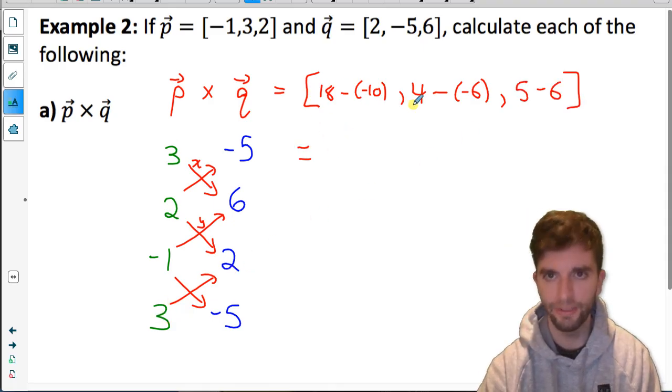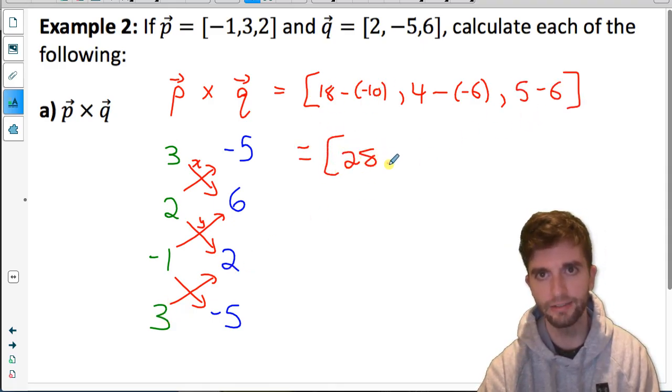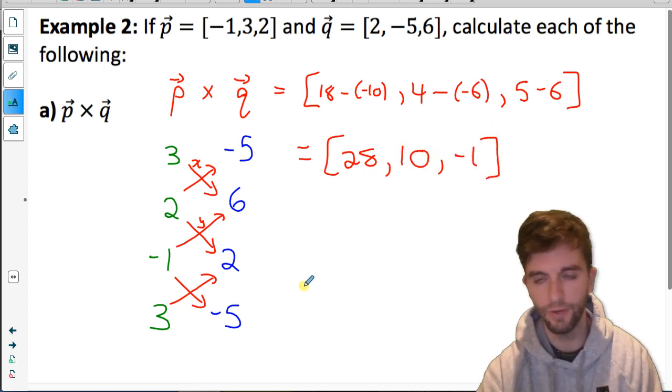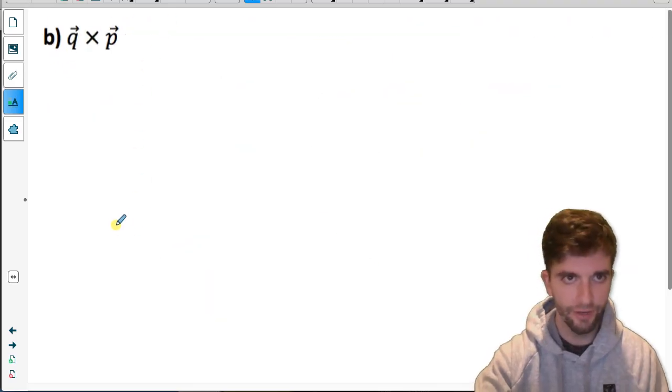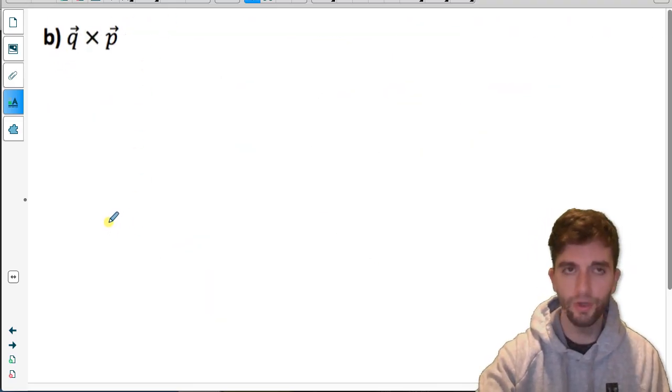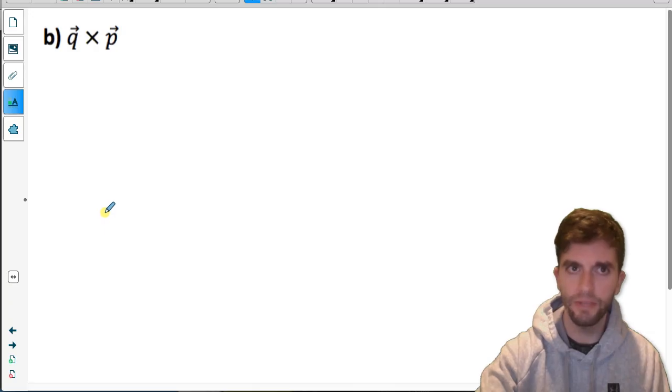So now I can simplify each of those components. 18 plus 10 is 28, 4 plus 6 is 10, and 5 minus 6 is -1. So this is the cross product, p cross q. Part B asks us to find q cross p. So we're working with the same vectors, so let me just copy and paste them over.